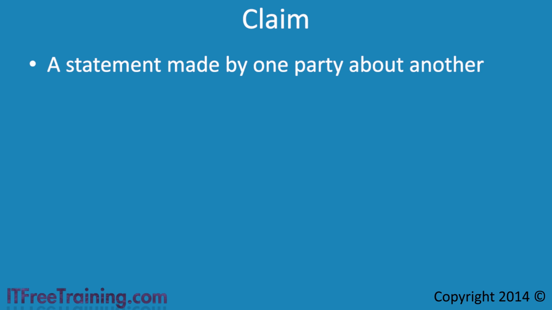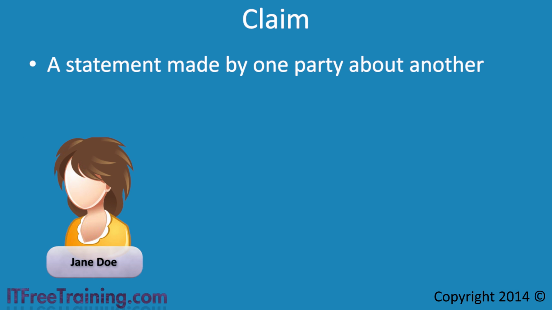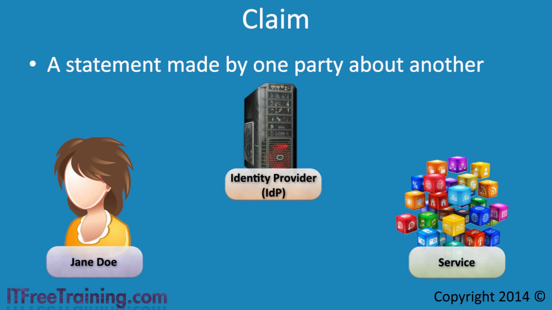First of all, what is a claim? To put it in its simplest form, a claim is a statement made by one party about another party. For example, suppose you have a user named Jane Doe. Jane Doe may want to access another service on the network. This service, however, does not know anything about Jane Doe. In order for Jane Doe to access this service, another system called an identity provider is required. The identity provider knows who Jane Doe is and thus is willing to create a claim for her. This claim contains information about Jane Doe, like her identity.